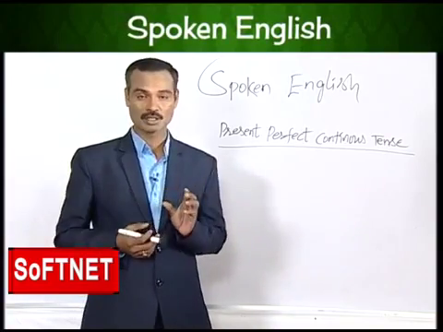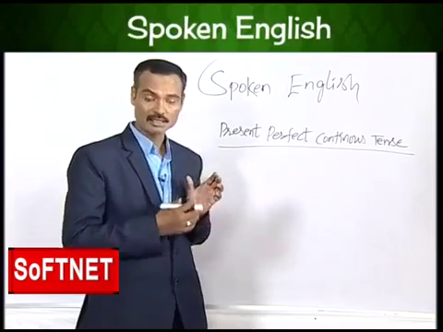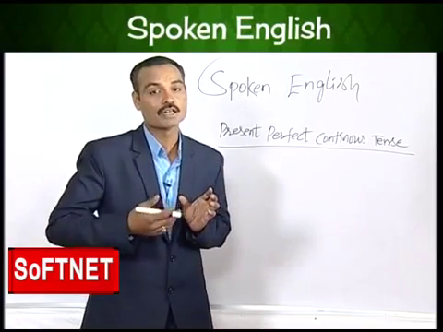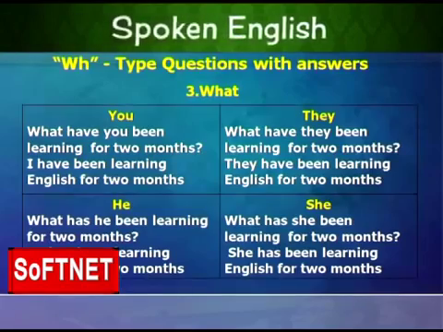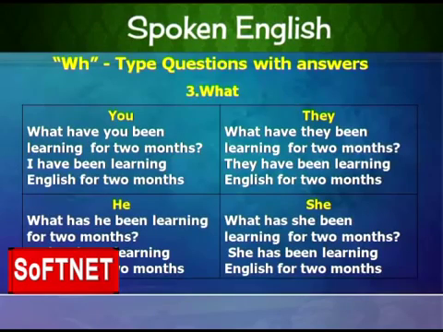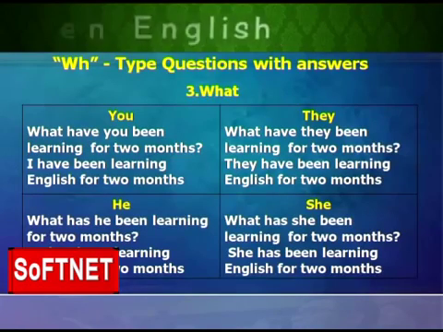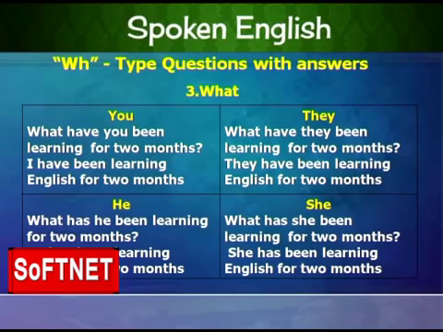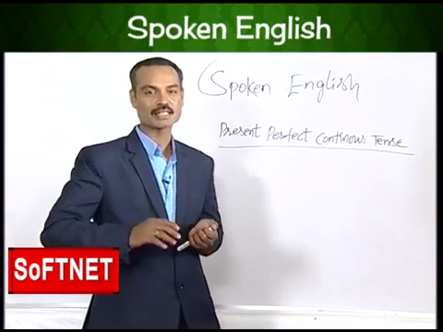So every day in the morning you should practice this table with at least 20 different verbs. First you practice slowly. What have you been reading? What have they been reading? What has he been reading? What has she been reading? Next, one more verb. What have you been writing? What have they been writing? What has he been writing? What has she been writing? So in the beginning you should practice like this.